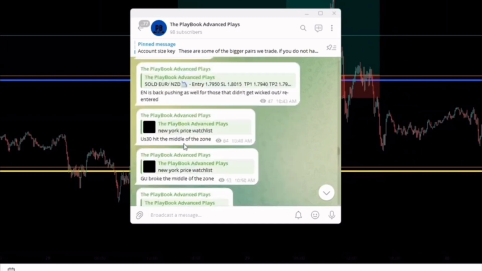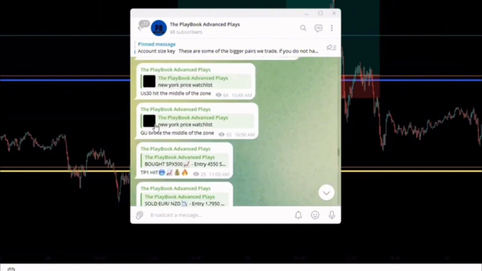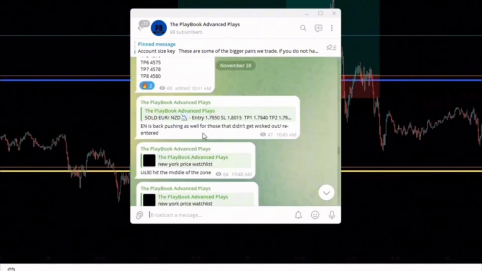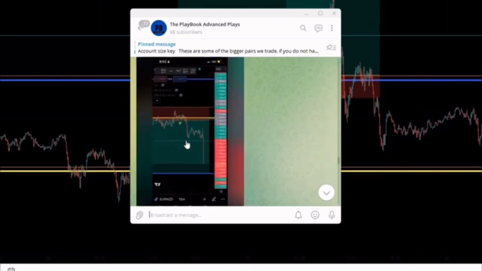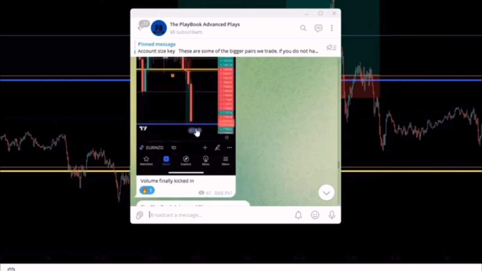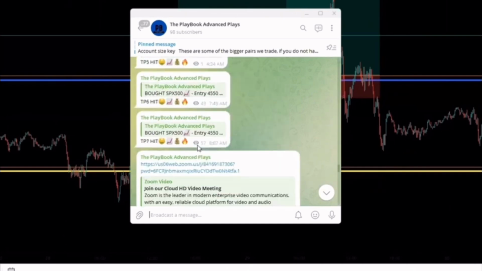As you can see here, I call this signal. I'm walking y'all through what's going on with the trades we're in. I'm giving y'all updates to what I talked about in the New York price watch list. And then, of course, you see me showing y'all screenshots to visually show y'all what's going on behind the scenes, or what I see on my end behind the scenes.